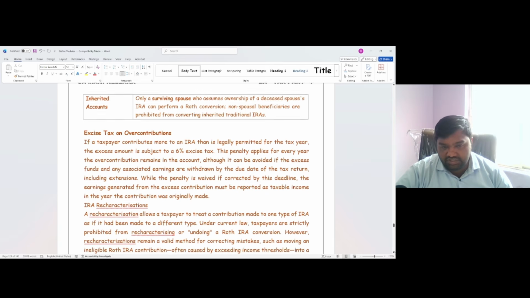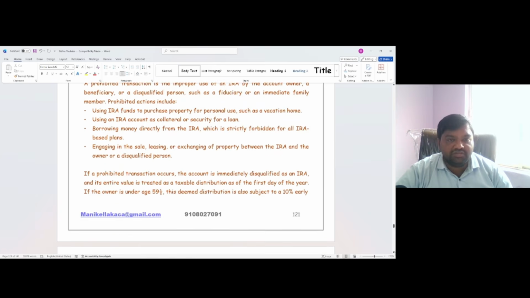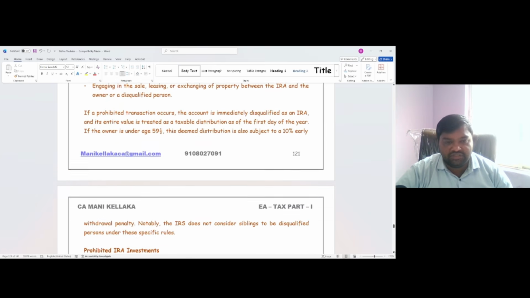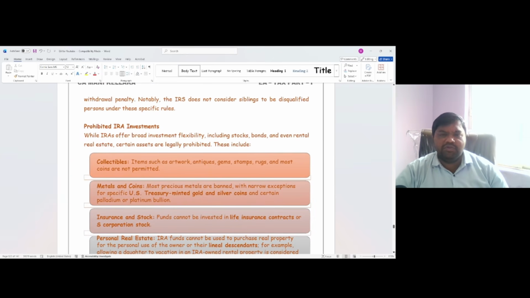So this is all about your retirement accounts. Now, prohibited transactions, IRA investments. So normally what people do is, they open the traditional IRA account and Roth IRA account. They won't just keep that amount in that particular account. They have to invest somewhere to get the returns, right? So whatever investments, this is strictly monitored by the IRS.